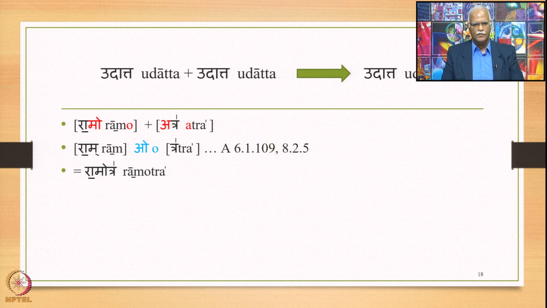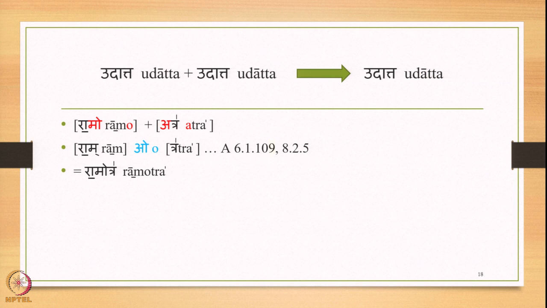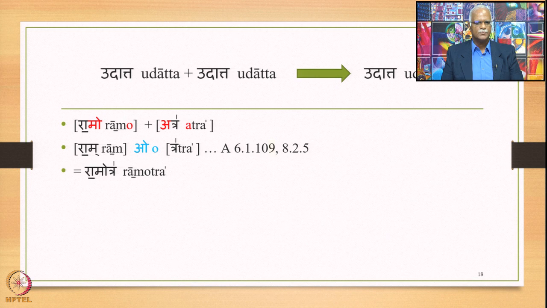Finally, we have udatta plus udatta as input and udatta as the output. So, we have ramo plus atra in which o is udatta and atra has got a as udatta. So, here there are two udattas, o and a. Now, 61109 applies and replaces o and a by purva, that is o. And so, we have ram, o and tra. And so, this o now will inherit the features of udattas of both the vowels.